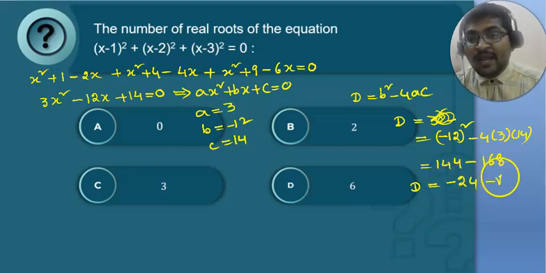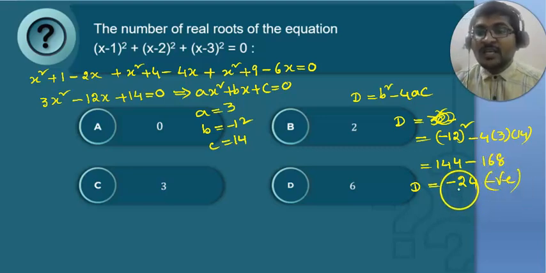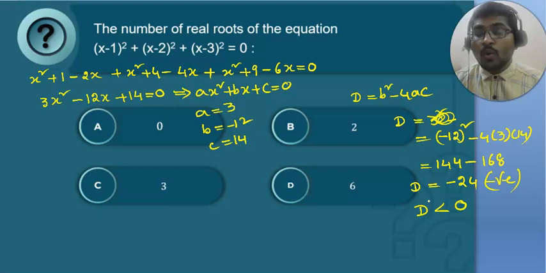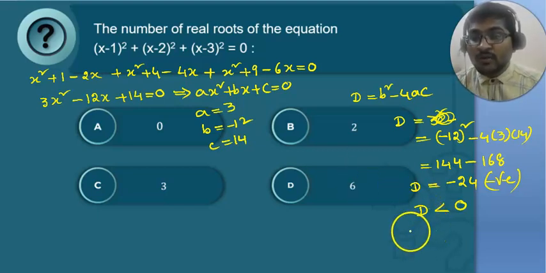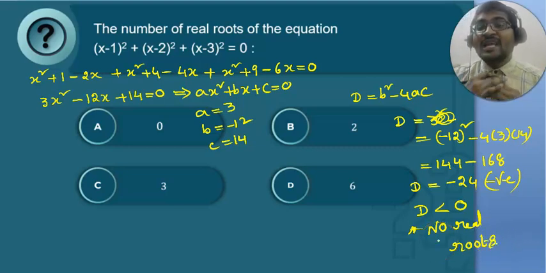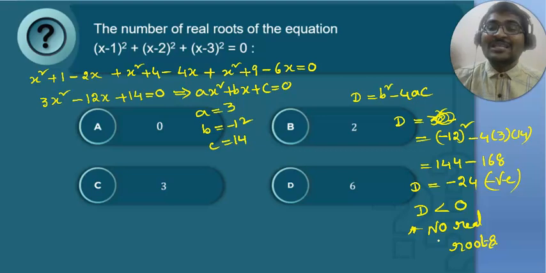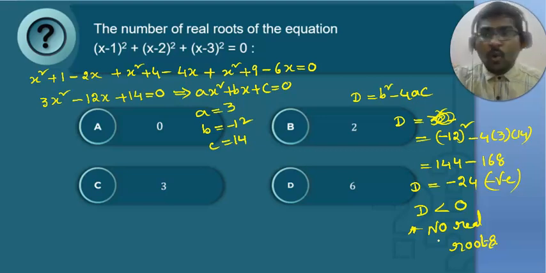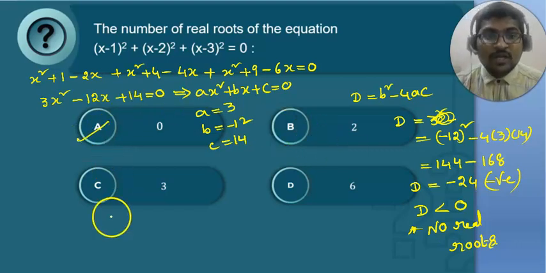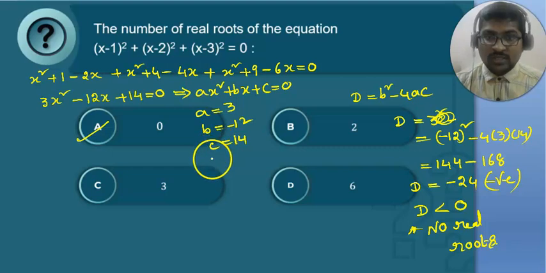Here the D value is negative. If the discriminant value is negative, then D is less than 0. If D is less than 0, there are no real roots, only imaginary roots. If the discriminant is negative, there are no real roots, only imaginary roots. So that's why here option A is the right answer, students.